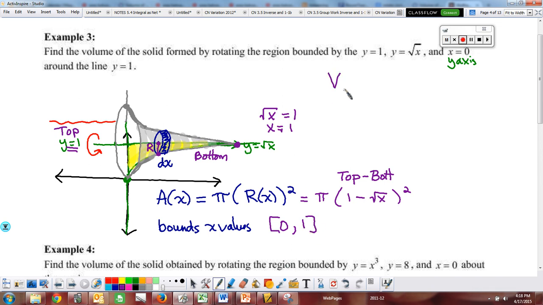So the volume is going to be, and we always kind of take this and pull the pi out, pi, definite integral, my bounds 0 to 1, my radius 1 minus square root of x squared with my width dx. So I sum the area of the prism times the width of the prism from 0 to 1, and we turn it into a Riemann sum. Again, I am going to leave this for you to finish, and when I put my key up, I'll show you the answer.